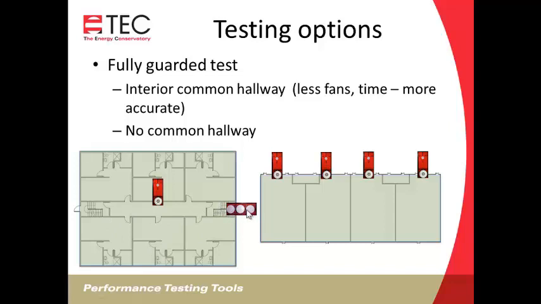If you're trying to meet an energy code at 3 air changes per hour, you could test a 36-unit apartment building with 3 blower door fans. So you can get a pretty big building up to pressure with a 3-fan system.